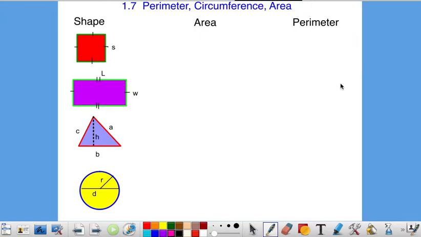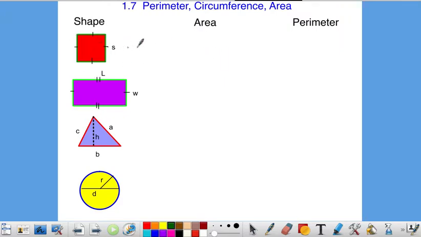As we go throughout the year, we're going to look at some more complex figures, but we're just doing this lesson to kind of set the tone for area and perimeter moving forward when we get to more complex figures. So hopefully this lesson's not too difficult for any of us.